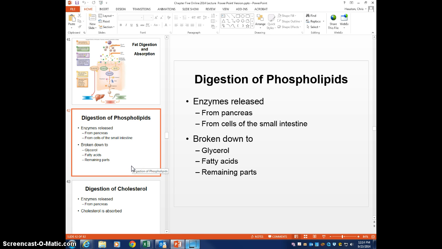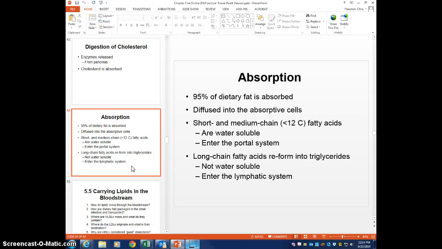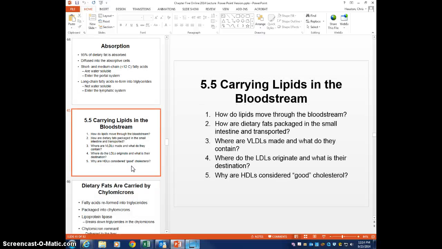All right, so finishing up with the digestion, keep in mind that the phospholipids that we eat in our diet break down. And again, cholesterol can be absorbed directly when it's broken down with the enzymes from the pancreas. 95% of dietary fat is absorbed. Short and medium chain fatty acids are water soluble and enter through the portal system, but long chain fatty acids reform into triglycerides and enter through the lymphatic system.